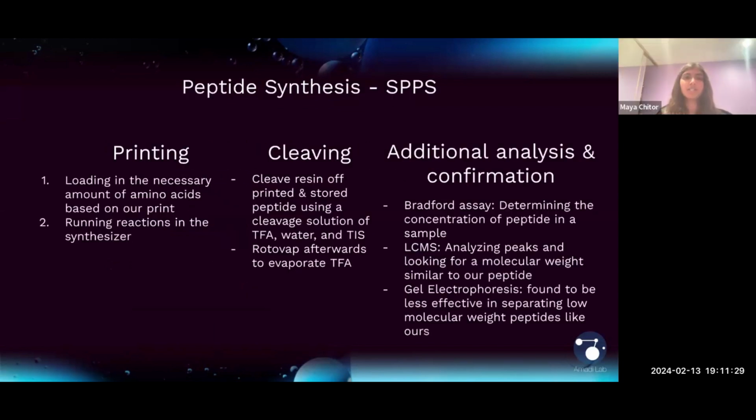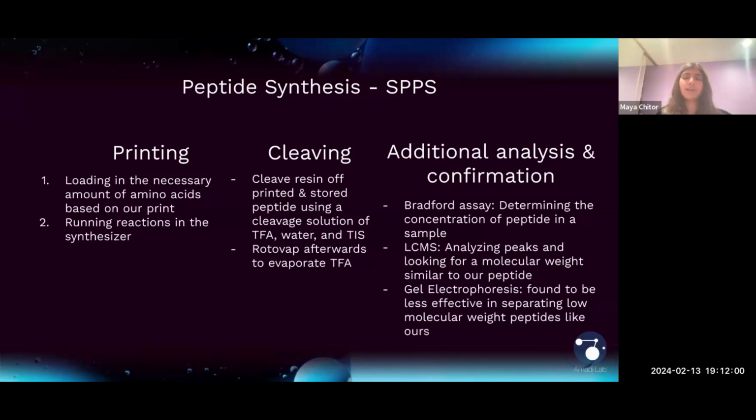Another big part of our project is peptide synthesis for the peptide component in the lipopeptide. So first we'll have to prime the synthesizer by pre-swelling resin to help with the bonding and loading in the necessary amount of amino acids. We'll run our reactions, and after that we'll be taking our resin and peptide off, cleaving the resin off using solutions made of TFA, water, and TIS, and we'll be rotovapping the more harmful solvents after that.